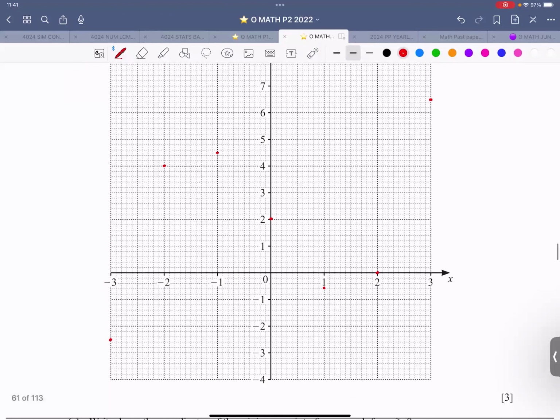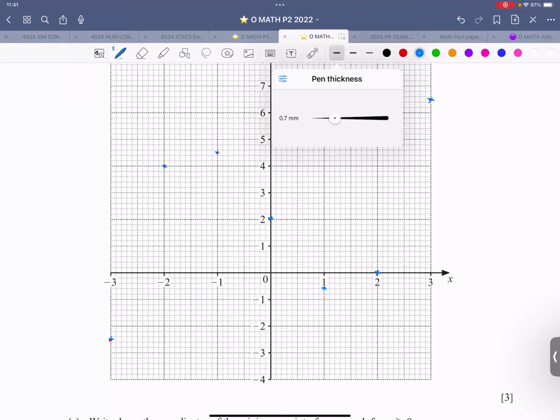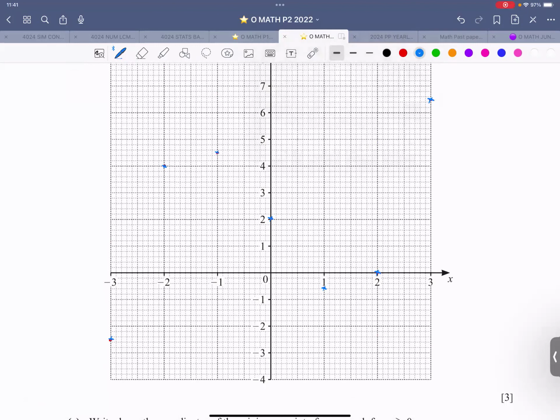Okay. So again, better to mark with small crosses. 1, 2, 3, 4, 5, 6, 7. And let me draw it with a green marker.